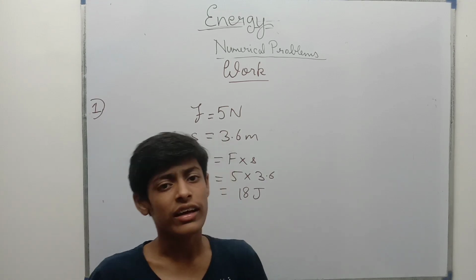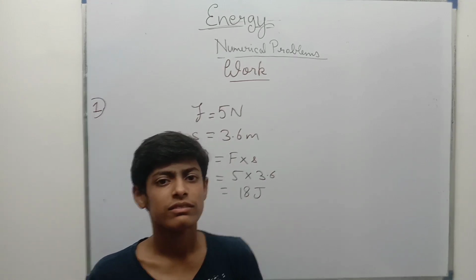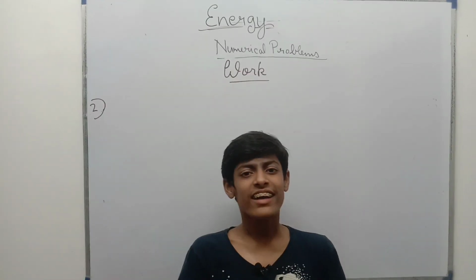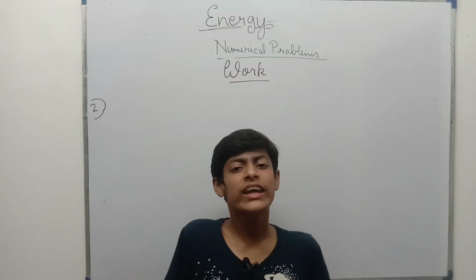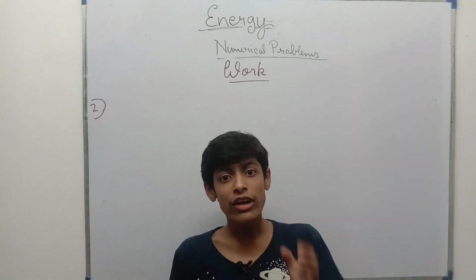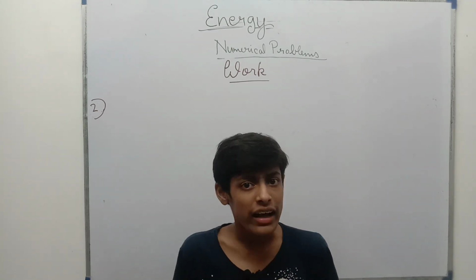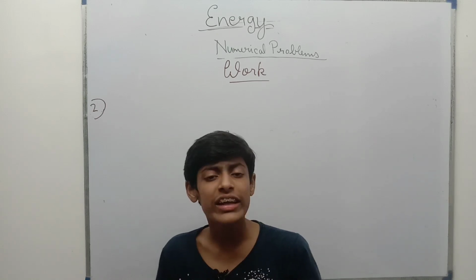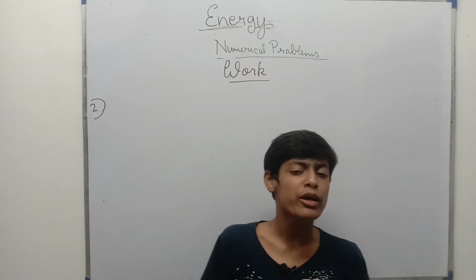Now let's see the second question. So guys, the second question which we will discuss is: a coolie lifts a weight of 20 kg on his head to a height of 1.7 meters. Find the work done by the coolie against the force of gravity, if g is 10 meter per second squared.